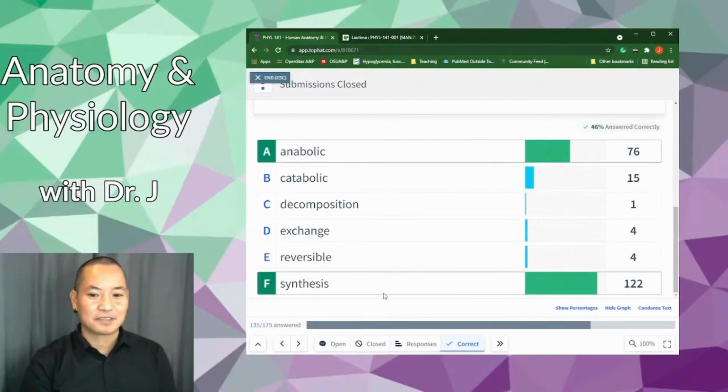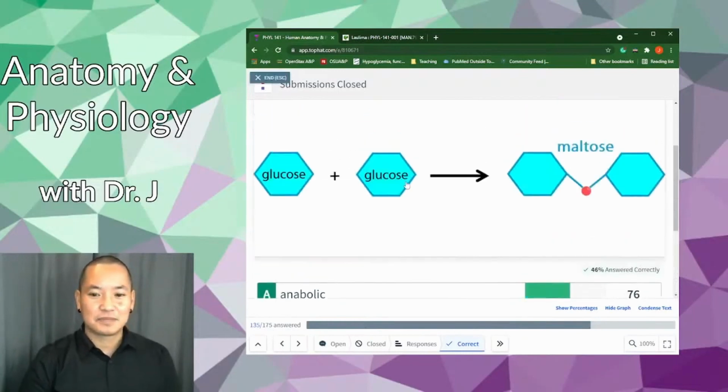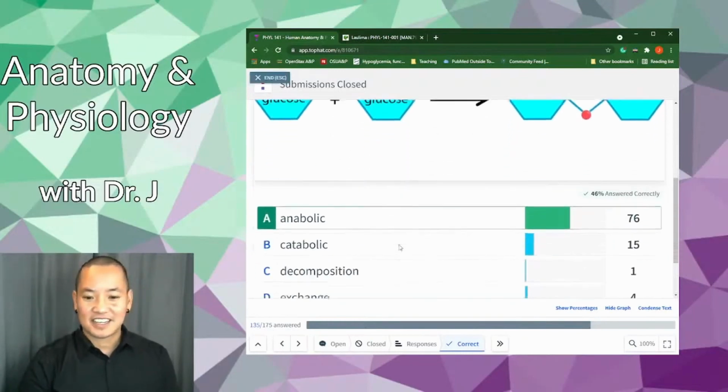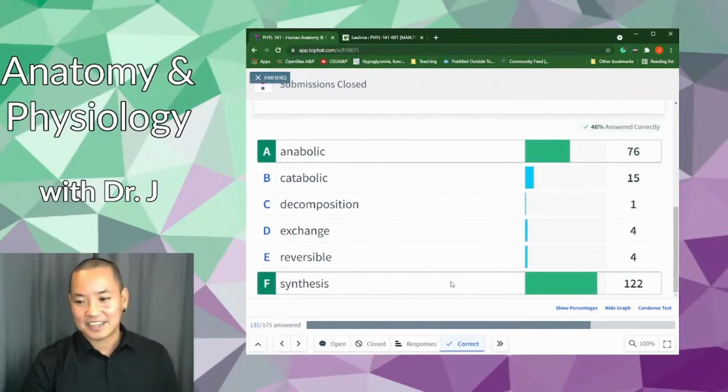There's more than one possible correct answer, but it is an anabolic reaction. Why? Because you're building a larger structure. It's also a synthesis reaction because you're synthesizing a larger molecule and bringing molecules together versus breaking them apart.